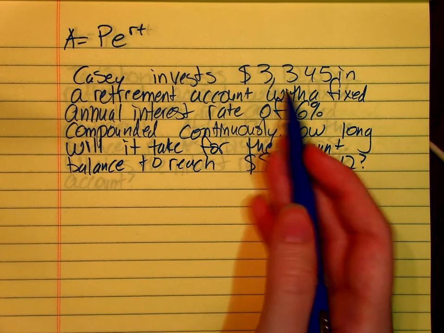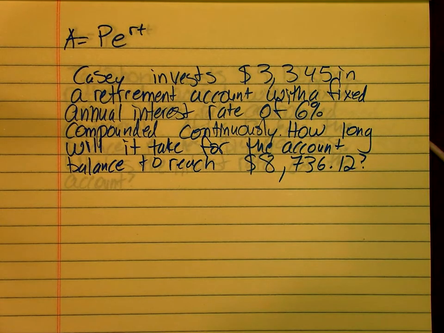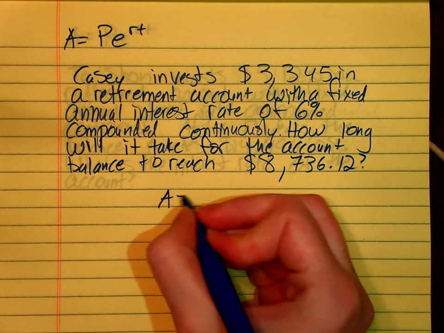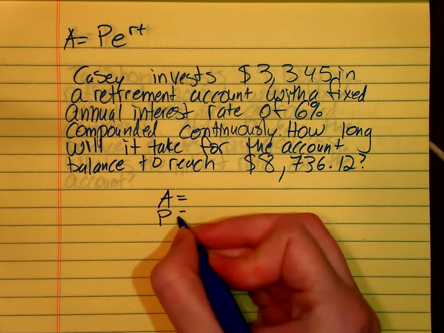So Casey invests $3,345 in a retirement account with a fixed annual interest rate of 6% compounded continuously. How long will it take for the account balance to reach $8,736.12? So let's write down what we know and what we want to know.